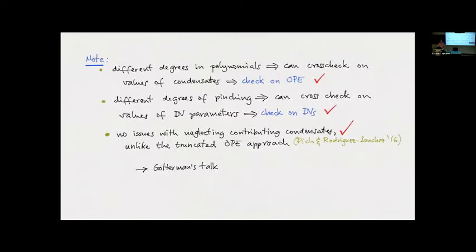So what do we have? We have different degrees of polynomials. That will give us the possibility to cross-check the values of the condensates, which is a check on the OPE that we're using. We also have different degrees of pinching. So that's a cross-check on the values of the duality violation parameters, which is a check on the duality violation parameterization we are using. And there are no issues with neglecting contributions from condensates, unlike the truncated OPE approach of these two authors, okay? And this will be the subject of Maarten Golterman's talk, later on.